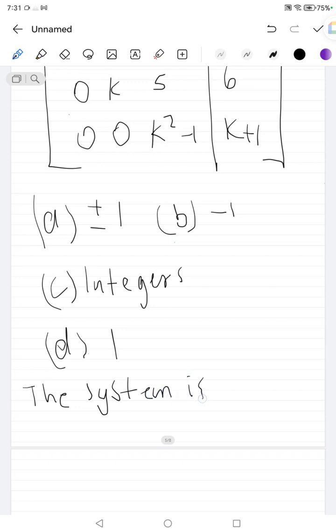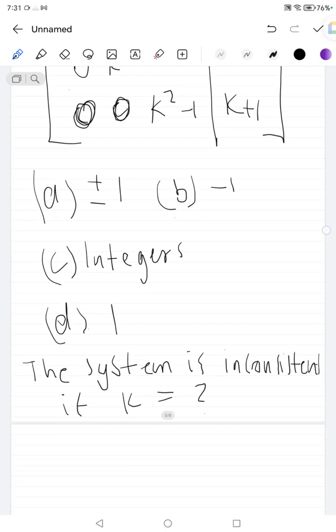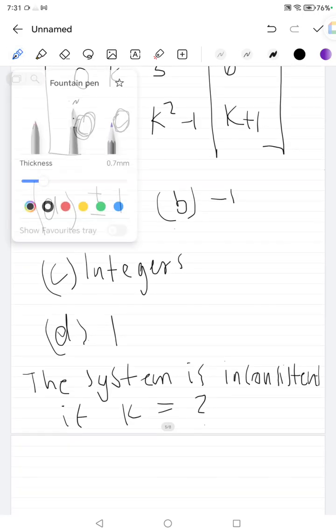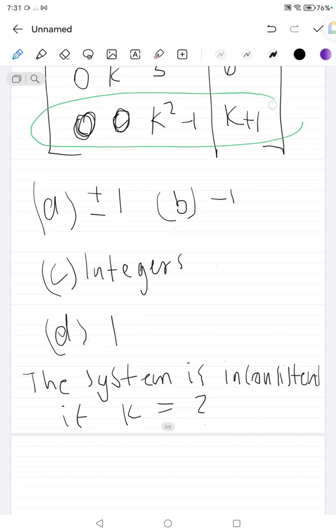The system is inconsistent if k is equal to... Simply, when talking about something being consistent or inconsistent, let's explain it in terms of the last row that you have on this side, which is going to be this one.